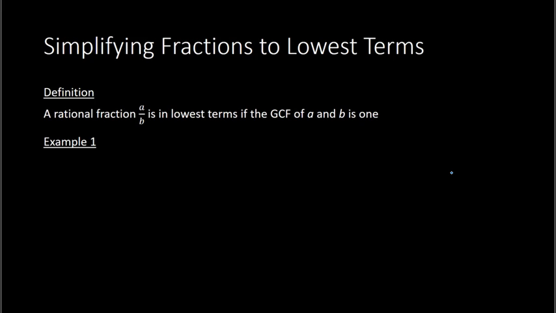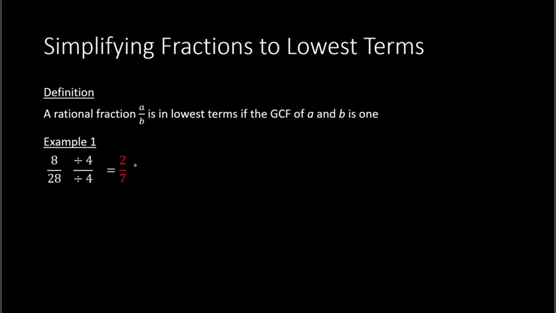For example, let's say we had 8 over 28. Right now the greatest common factor between these two is not 1. It's going to be 4. So I can divide the top and the bottom by 4, and that would give me a 2 on the top and a 7 on the bottom. So if I simplify, I now have 2 over 7.